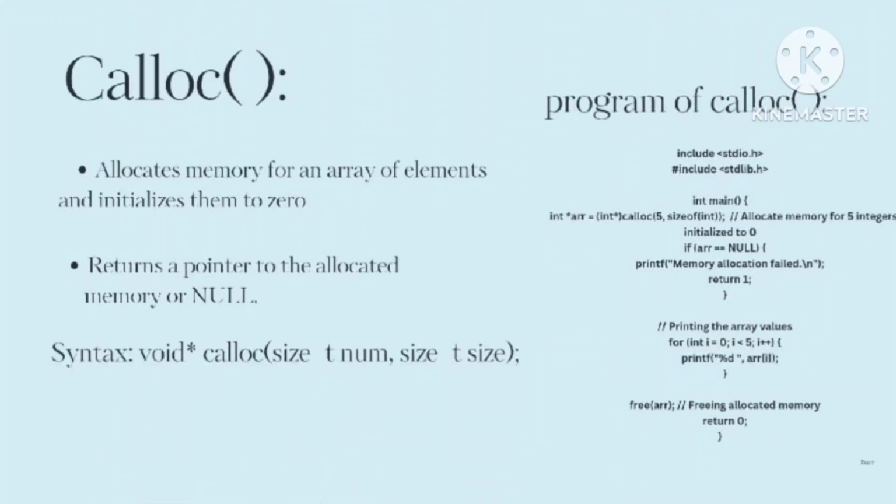Coming to the calloc function, it allocates memory for an array of elements and initializes them to 0. It returns a pointer to the allocated memory or returns null. We have the syntax and program of calloc displayed.